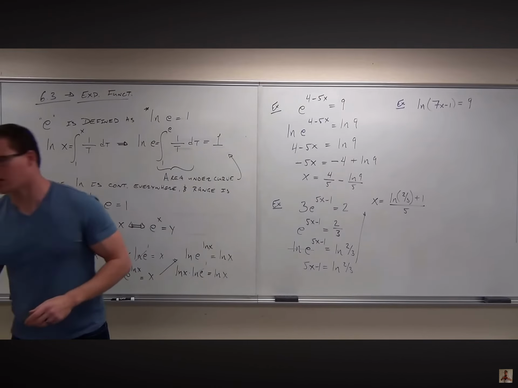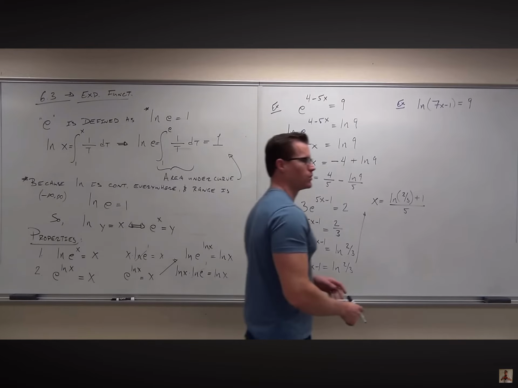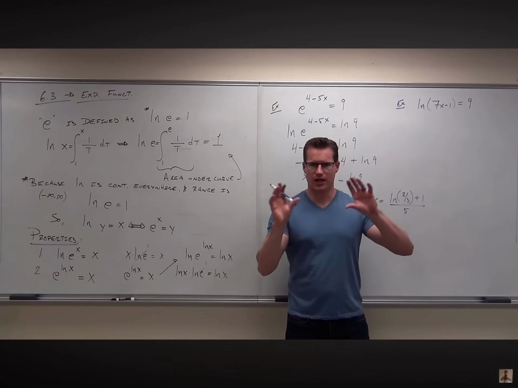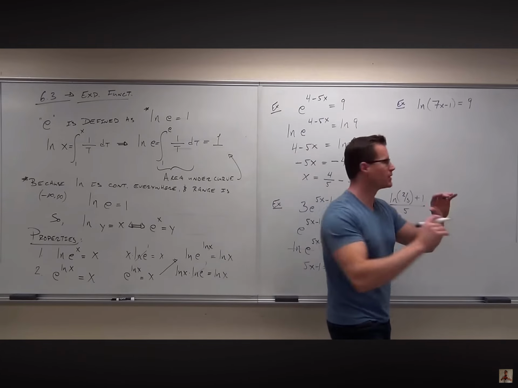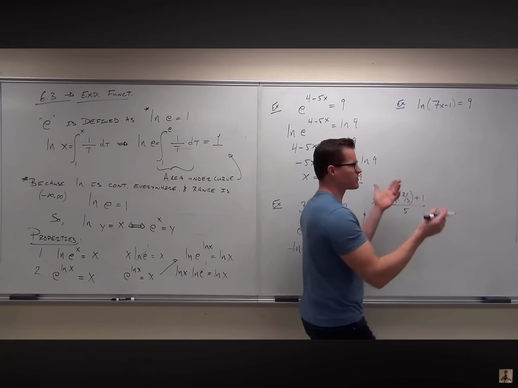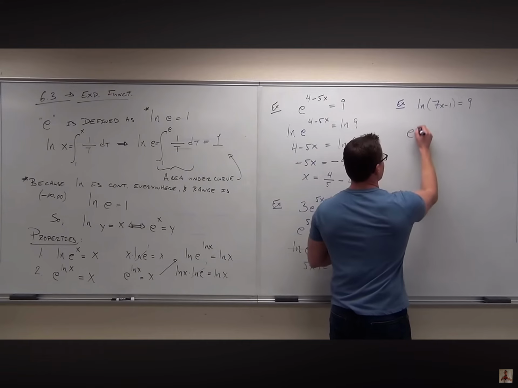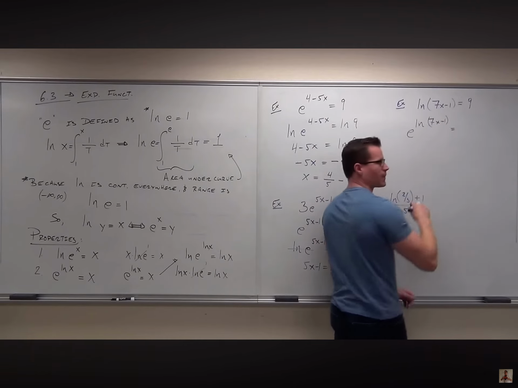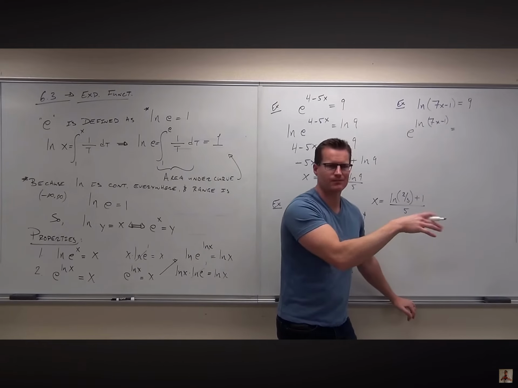So we've got ln. What undoes ln? E. Sure. So what do we do? E both sides. Make each side an exponent of e. So take e on both sides. So e to the ln 7x minus 1 equals, do we have to do it on the right-hand side? You do. It's an equation.